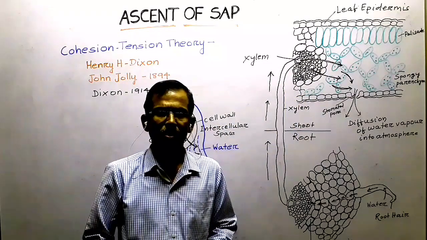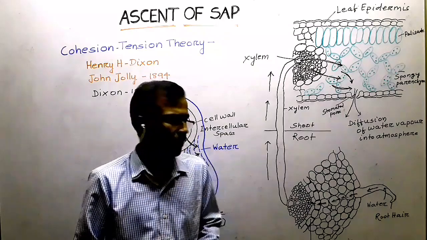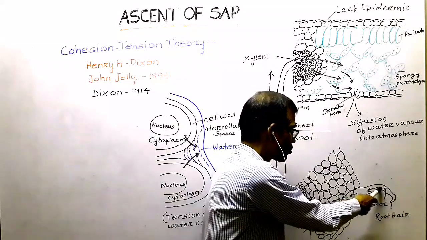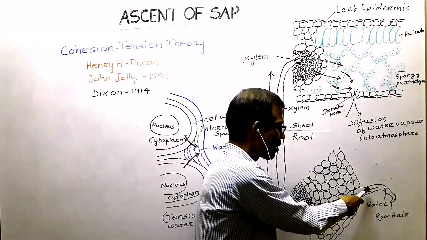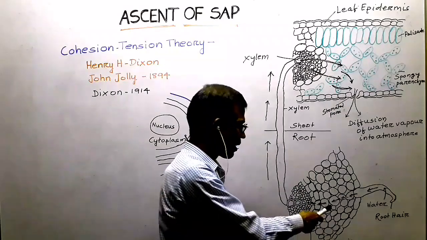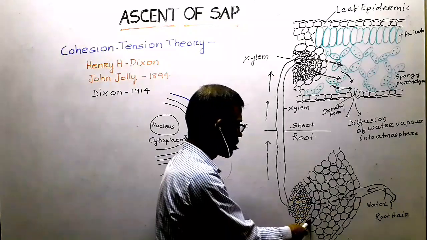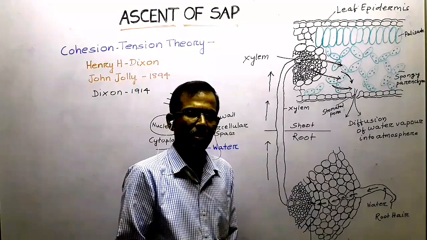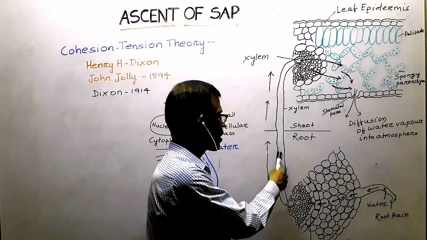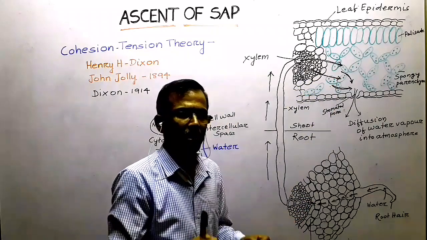Now let us know about the path of water movement during ascent of sap. First of all, water along with mineral is absorbed by root hairs. From root hairs, water enters into cortex, and from cortex it moves into xylem through endodermis. After reaching xylem, water along with minerals is transported upward to the aerial parts of the plant such as leaf.